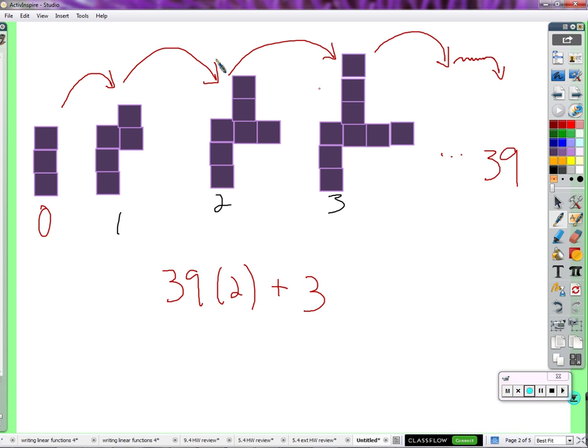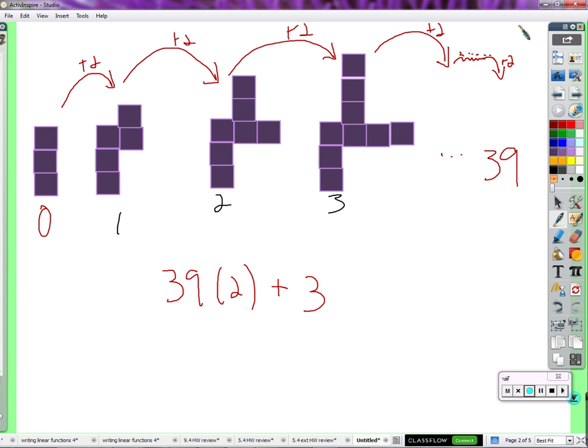Every time you go up, what happens? You gain 2. 2 there, 2 there, 2 there, and there, and there, and there. And then the last one also 2. How many 2s is that? A lot. 39 to be exact.